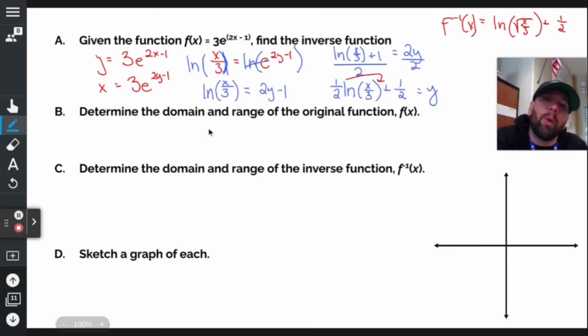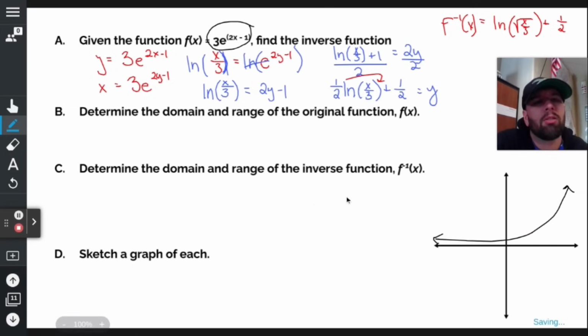Determine the domain and the range of the original function. Well, here's the original function, which is exponential. Okay, exponential. So since it's exponential, it's squeezed a little bit. That's what that 3 means. That 2x minus 1 shifts it right a half, which is not going to change much. It's still going to give me a domain. It's still going to give me an image that looks like this. Maybe I should have moved it over, but we get the idea.